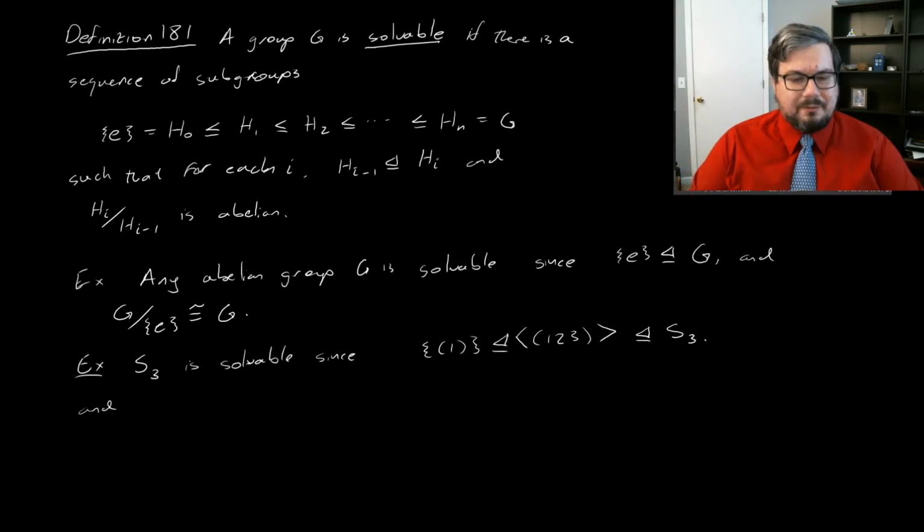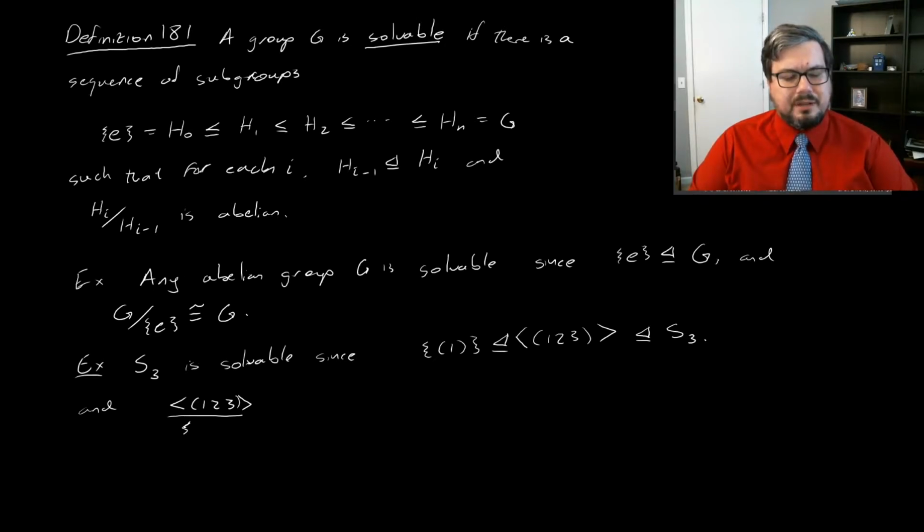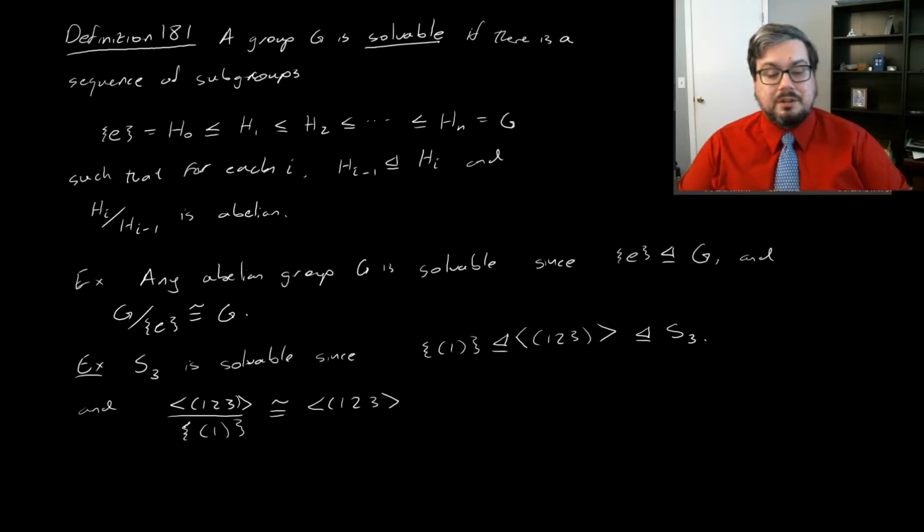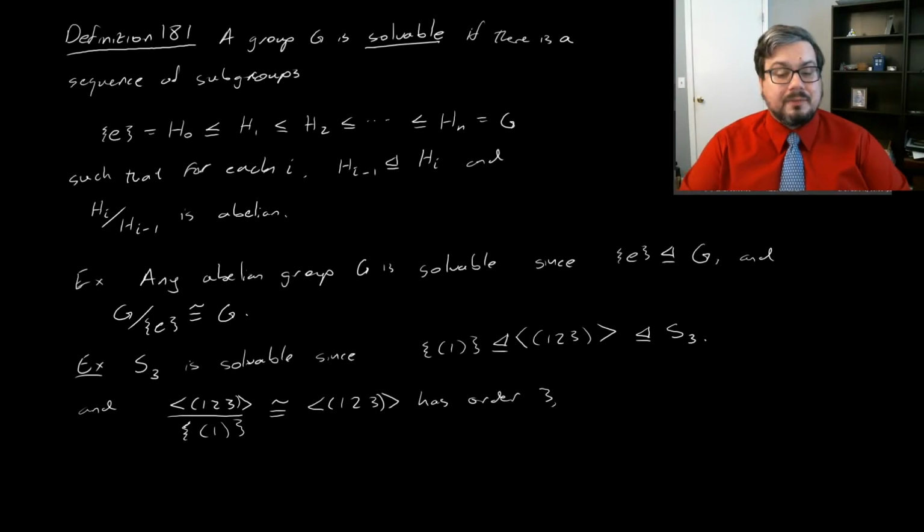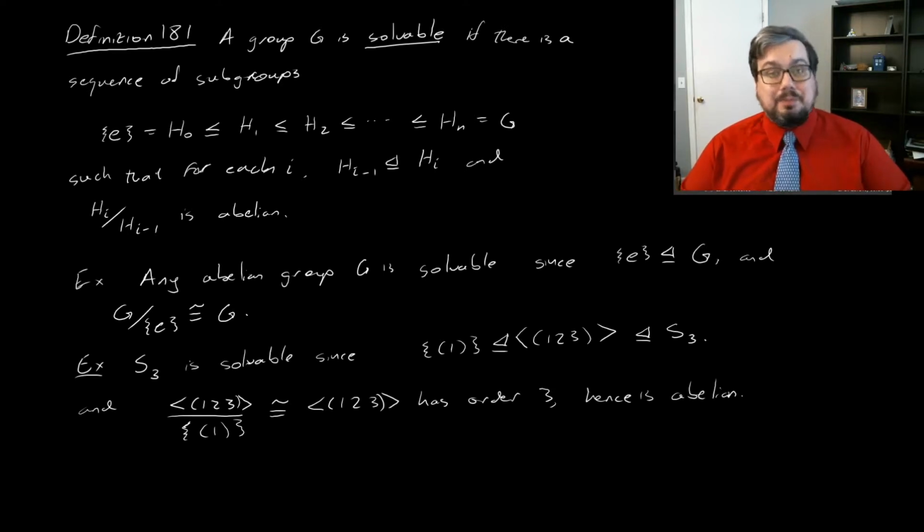And we have that the subgroup generated by the cycle (1 2 3) modulo the trivial subgroup is isomorphic as groups to the subgroup generated by (1 2 3), and this has order 3, and hence is abelian. Remember that we've shown that any group of order 5 or less is abelian. The smallest non-abelian group has order 6.